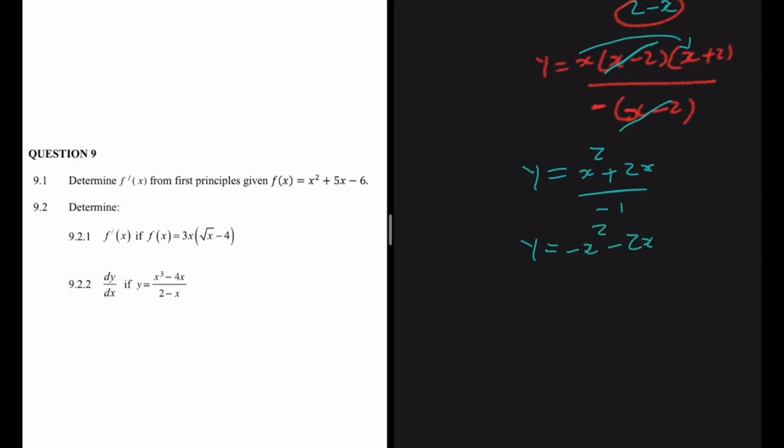And now we can use the power rule. If we use the power rule, we're going to get y equals minus 2x to the 2 minus 1, minus 2x. So we're multiplying by 1 here. For the sake of clarity, let me just write it down. And then 1 minus 1. So here we're going to get minus 2x, and any number to the power 0 is 1. So we just have minus 2x minus 2.